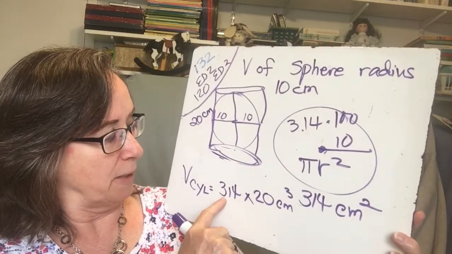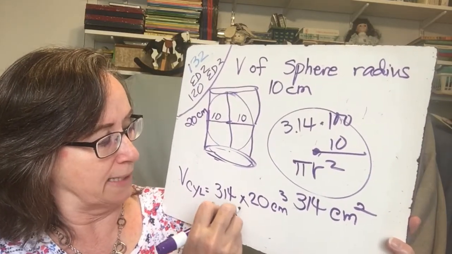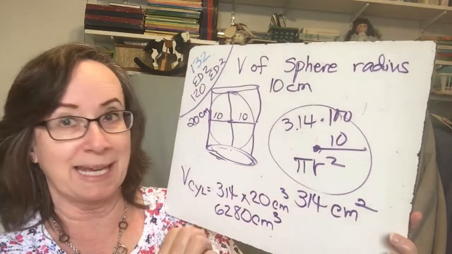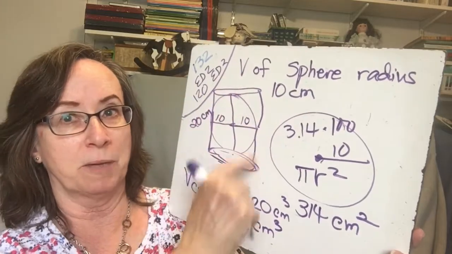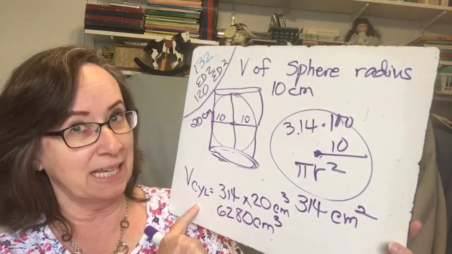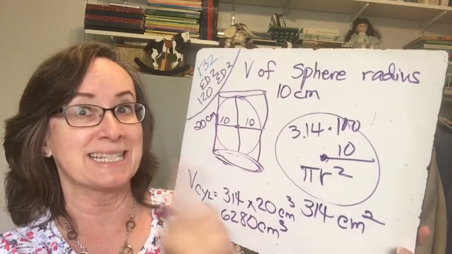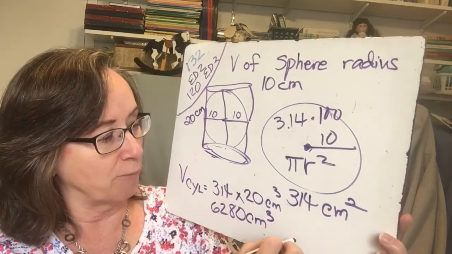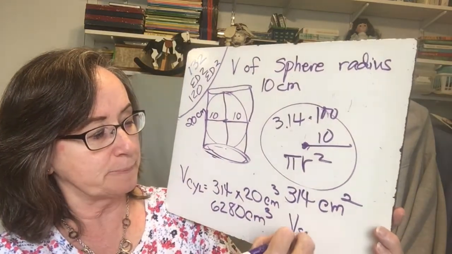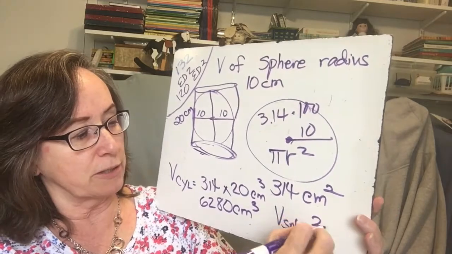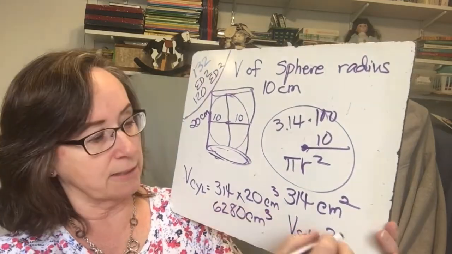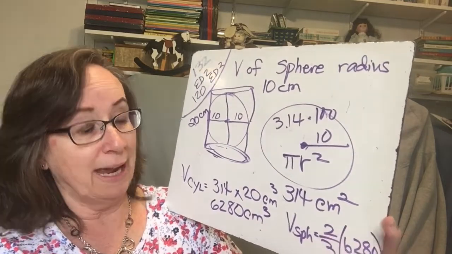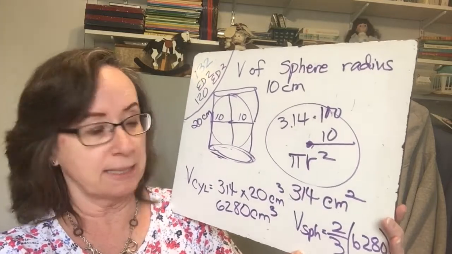And so this is going to be 6280 when I multiply all that together. Centimeters cubed is the volume of the whole cylinder. And then to find the volume of the sphere, which is inside the cylinder, it's going to be 2/3 of this. So the volume of the sphere is 2/3 of 6280, and the volume will still be in cubic centimeters.